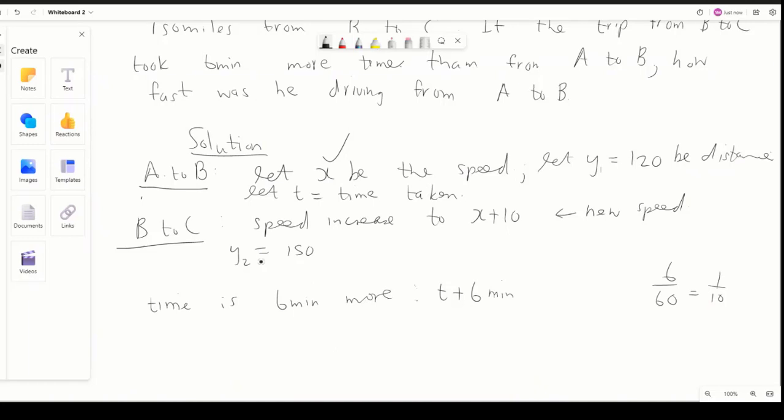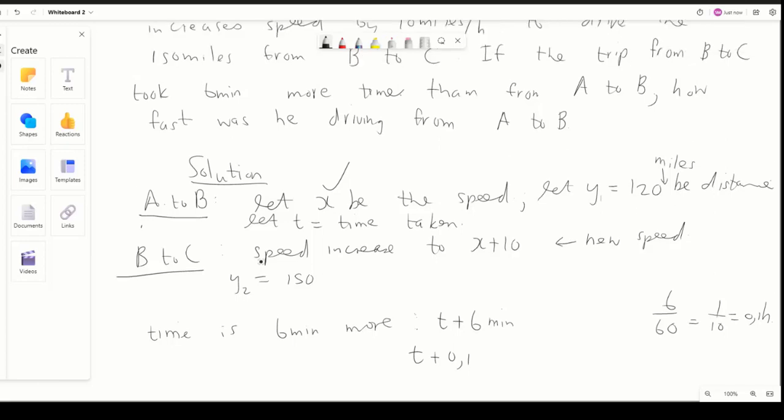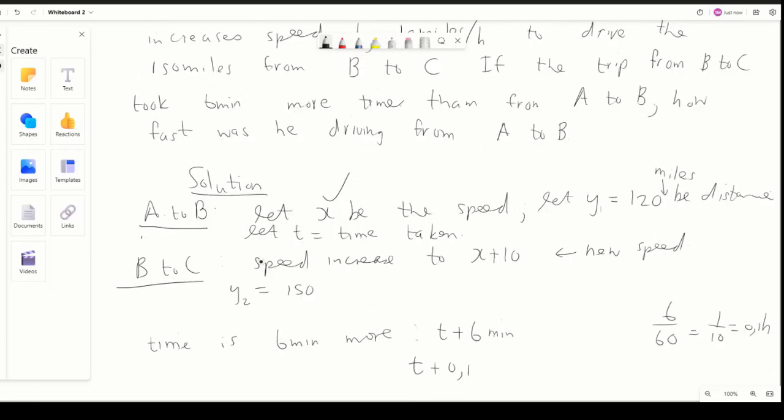It's 1/10 of an hour. Do you agree with me, guys? 0.1 hours, right? So the time in hours was T plus 0.1, because we have to be consistent with our units. Here the distance is 120 miles. Here the speed increased by 10 miles per hour, so that's okay. That's fine, it's consistent there.